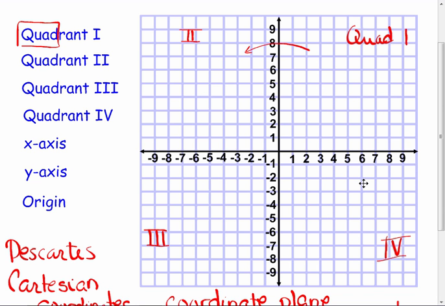Okay, Corey said the y-axis was this vertical line. He's correct. That's the y-axis. And this horizontal line is the x-axis. I'm even going to put those words in there. This is horizontal. Uh-oh. I barely got it in there. This is vertical.